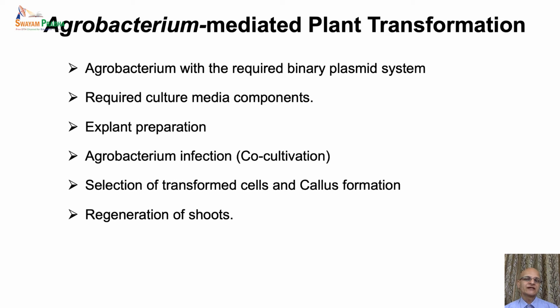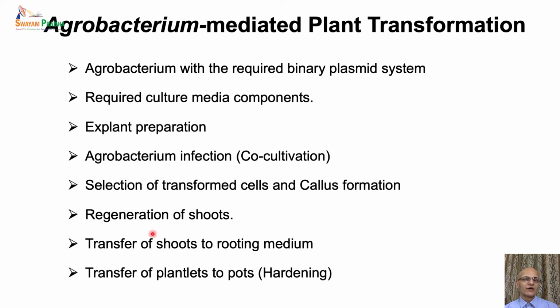Later, using the required hormonal combinations, morphogenetic responses are initiated and shoots are regenerated. Once the shoots grow to a reasonable size, they are transferred onto the rooting media where they will be induced to form roots. And once these shoots form roots, these plantlets are transferred to pots for hardening.